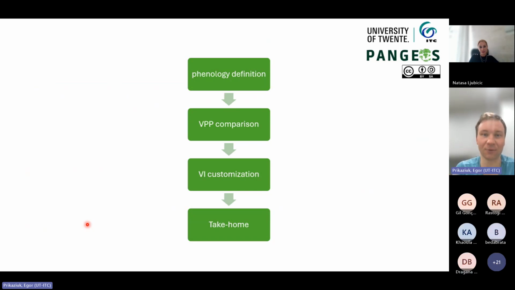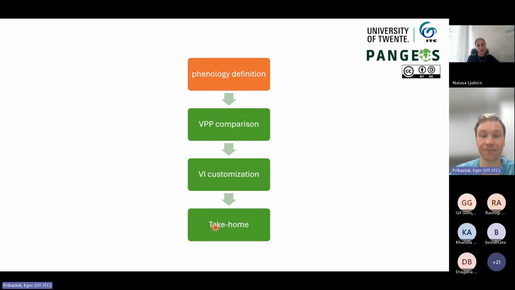I'm going to talk about four parts. First I will define what phenology is, what we think phenology is, especially from satellites. You will see it's needed. Then how we compared the vegetation phenology and productivity, what we found, the gap, the problem that we found, and how we solved it with other algorithms. And of course, I will summarize it at the end.